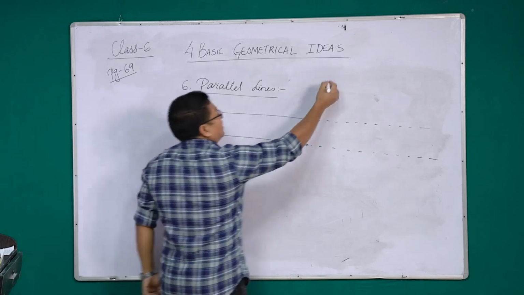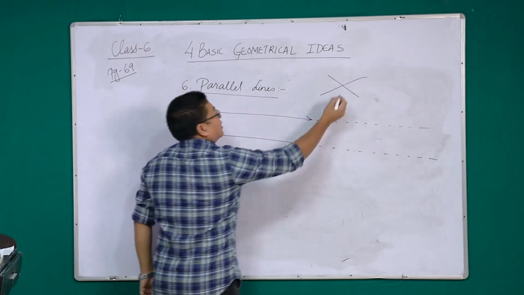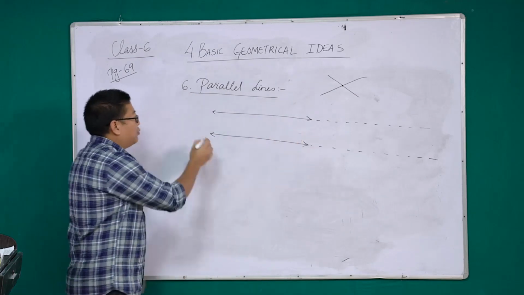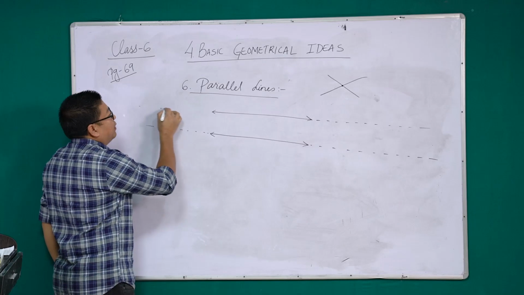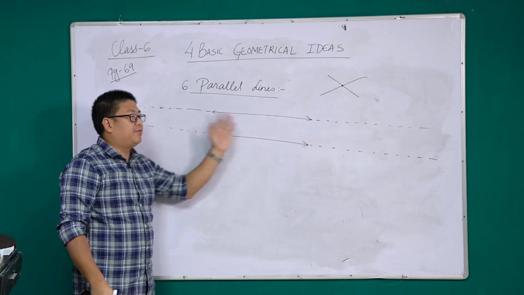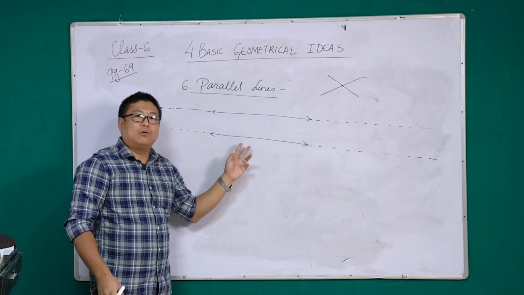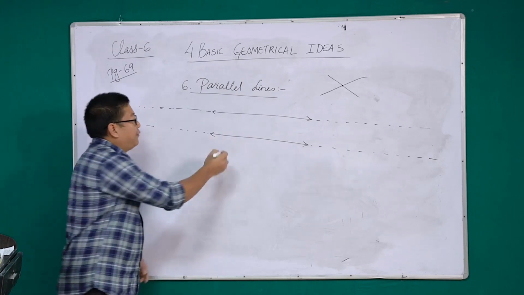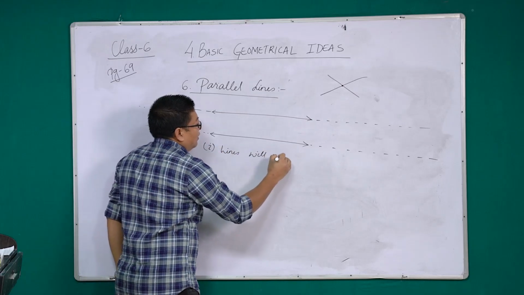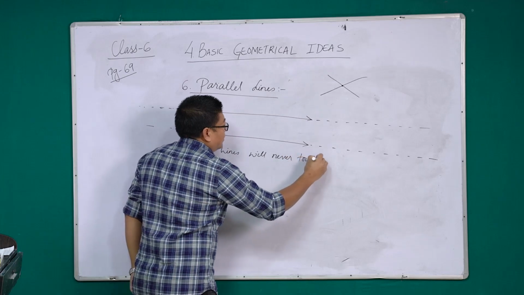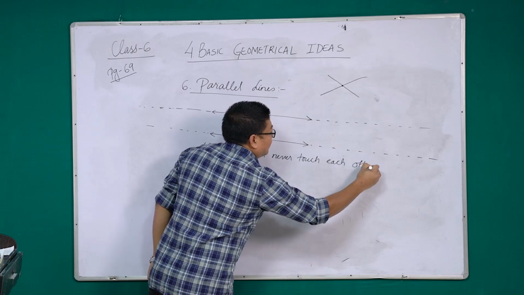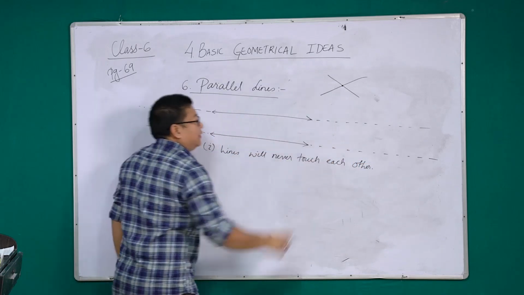Intersecting lines, what happens? Two lines come and meet each other, cross over each other. Here, they are never going to touch each other. You produce it this side, still going to go straight. They are not going to touch each other. There's no chance of them touching each other. Such lines are called parallel lines. So the first one is lines will never touch or cross or intersect each other. In simple words, we'll just put it as touch each other.